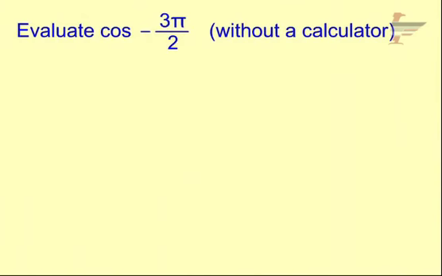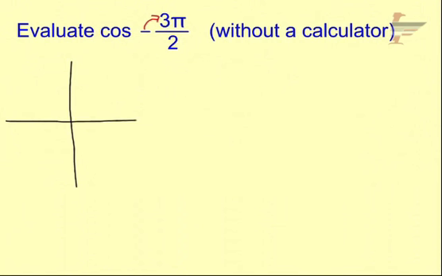Estimate cosine of negative 3 pi over 2 without a calculator. So this negative out front, let's go ahead and put that with the top number. So it's a negative 3 pi over a positive 2. First step is we do want to draw this so we know where this is.